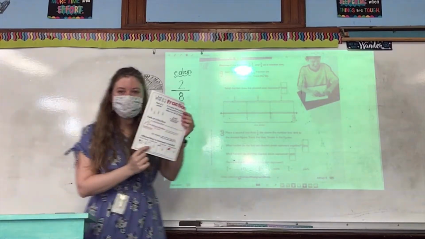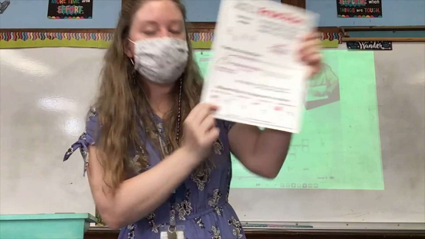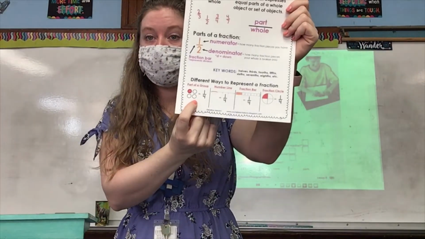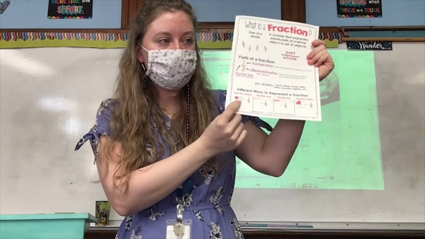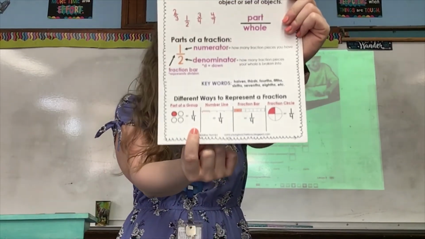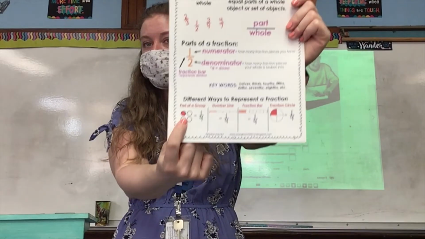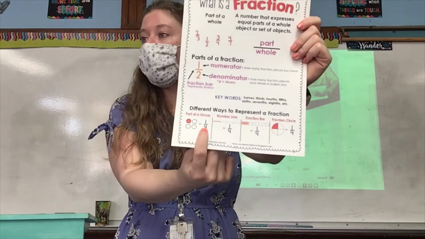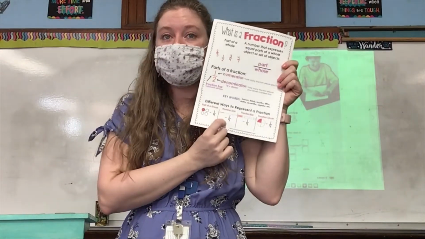Now, there are different ways to represent a fraction. You can either represent it as part of a group. Here we have 4 circles. Look at your page, not up here. The first part, we have 4 circles. 1 is shaded. 1 out of 4 is shaded, which means that fraction represents 1/4. So that's part of a group. 4 circles, 1 is shaded, 1/4 of the circles are shaded. In the second one, we have a number line. That's what we're going to be talking all about today.